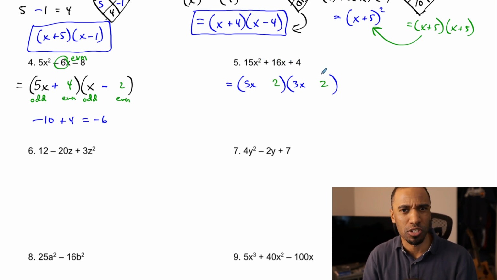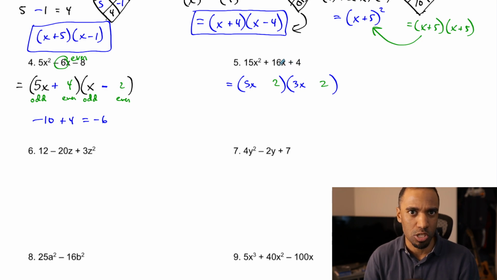I think I got stuck for a second asking, am I placing things in the right spot if I try 2 and 2? And I think this one just worked out. 5 times 2 is 10. 3 times 2 is 6. 10 plus 6 is 16.